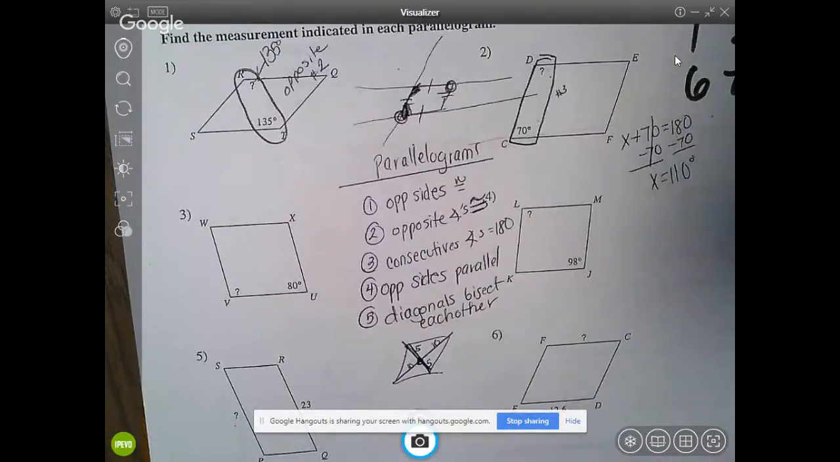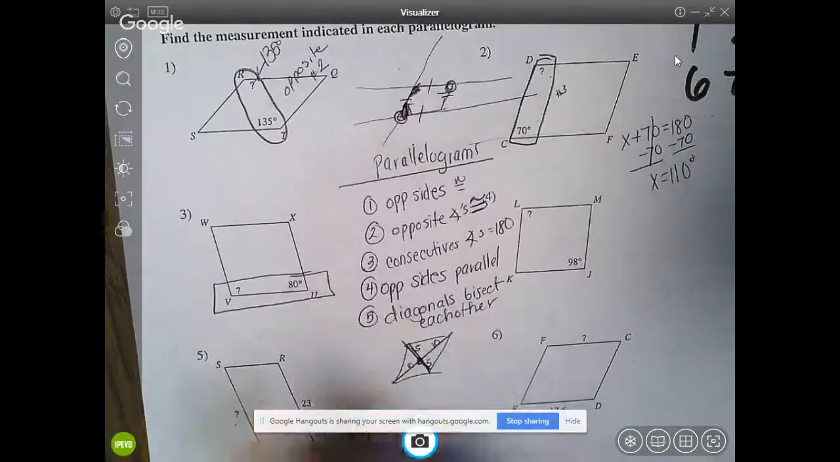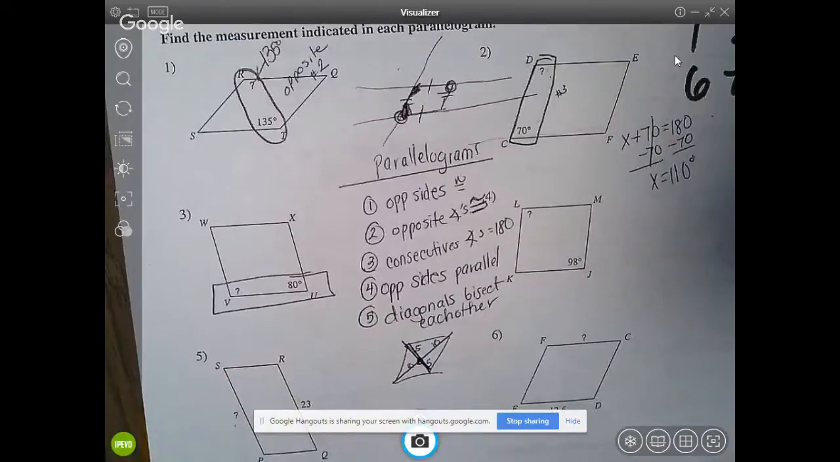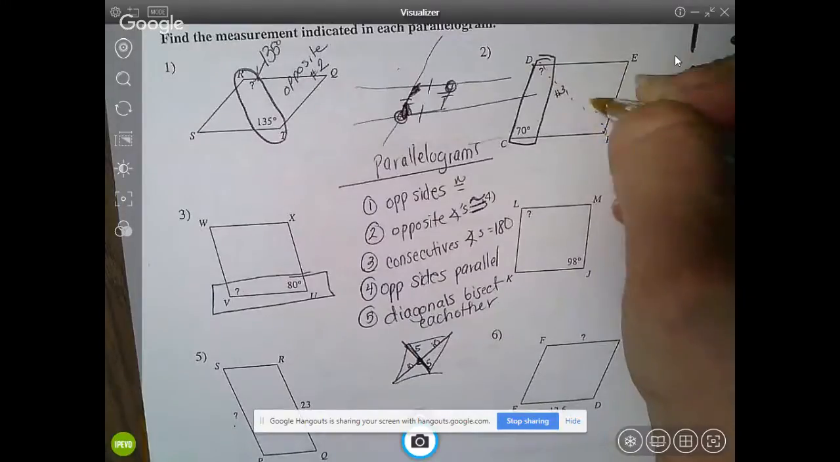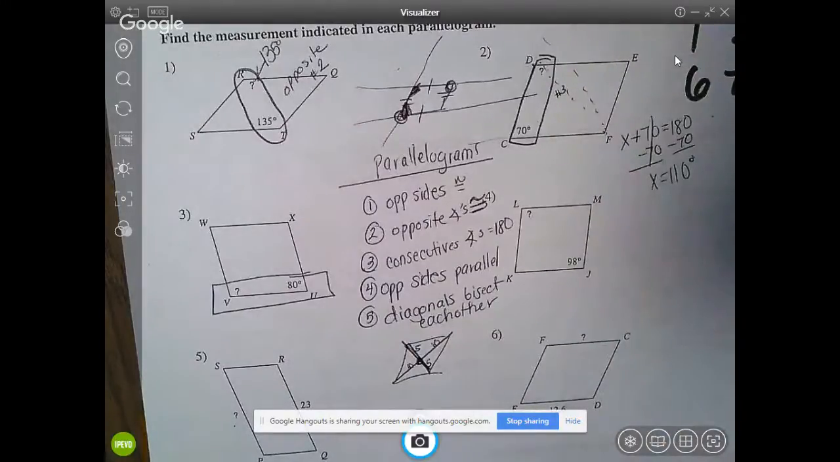Okay. Now, number 3, it wants to know letter V. What type of angles are V and U? They're consecutive. Wait, but doesn't the whole parallelogram have to equal 360, because technically speaking, there's two triangles in it, and one triangle is 180 plus the other triangle is 180, which gives you 360 degrees. So every four-sided figure will have 360 degrees for their total angles.